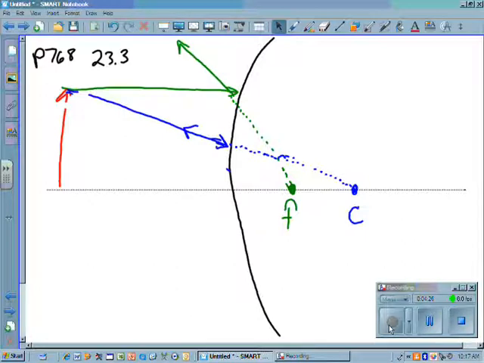Hand up, I'm sorry. Number 3, what do you do then? That's right. So we're going to take a ray through the focal point. So now I'm going to draw it from the focal point up here.